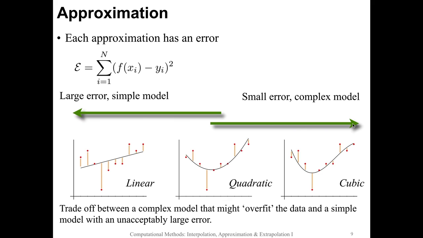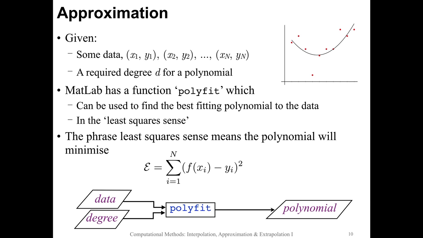So the problem is that as we move towards more complex models, we might end up overfitting our data and having too elaborate a model. On the other hand, if we choose a very simple model, there might be an unacceptably large error. So there's a trade-off to be made between those two competing aims of having a good fit and having a simple model.